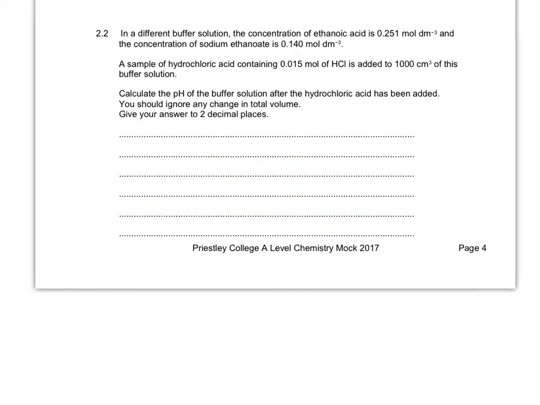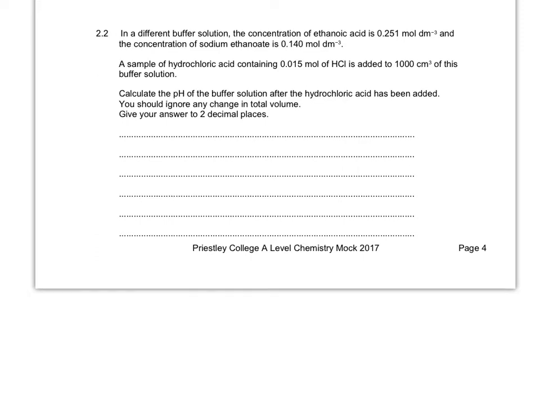In a different buffer solution, the concentration of ethanoic acid is 0.251 moles per decimeter cubed, and the concentration of the sodium ethanoate is 0.140 moles per decimeter cubed. A sample of hydrochloric acid containing 0.015 moles of HCl is added to a decimeter cubed, makes it very easy, of this buffer solution. Calculate the pH of the buffer solution after the hydrochloric acid has been added. You should ignore any change in the total volume, so we can assume it stays at a decimeter, and give your answer to 2 decimal places.